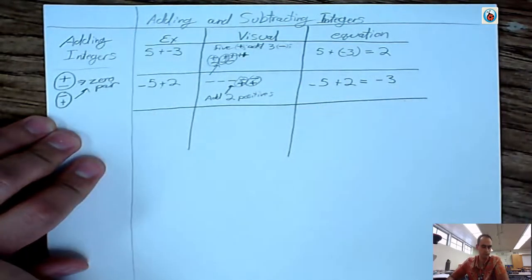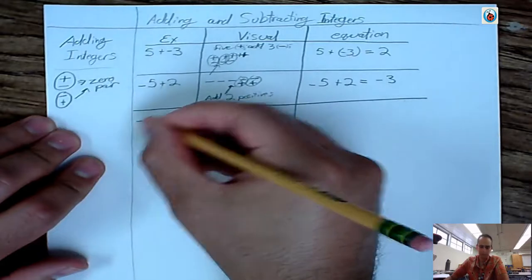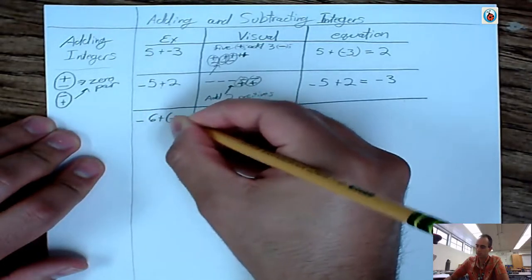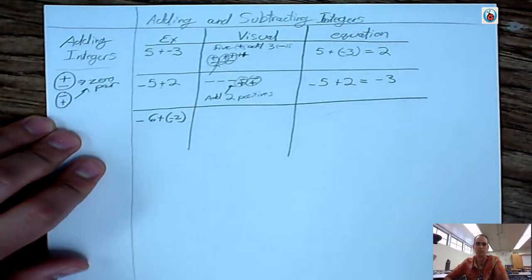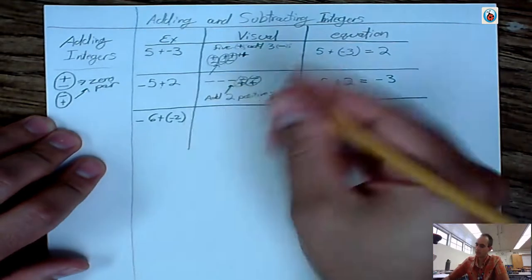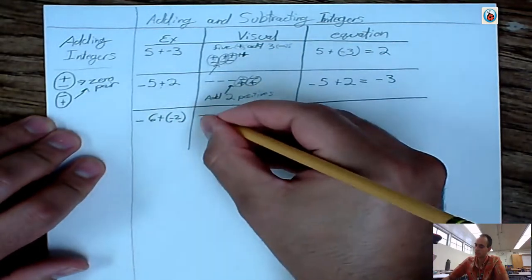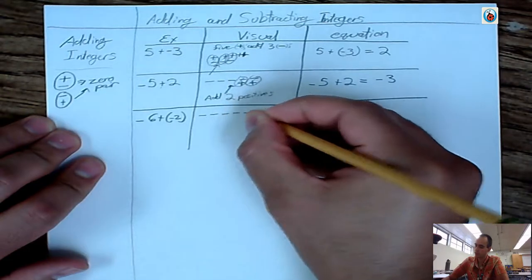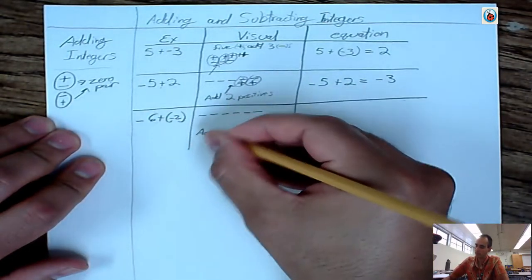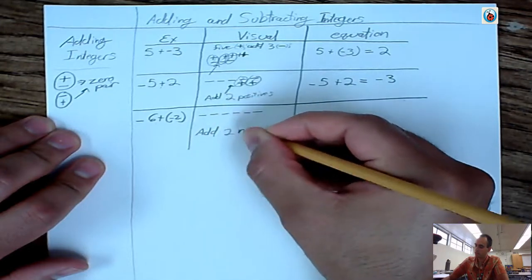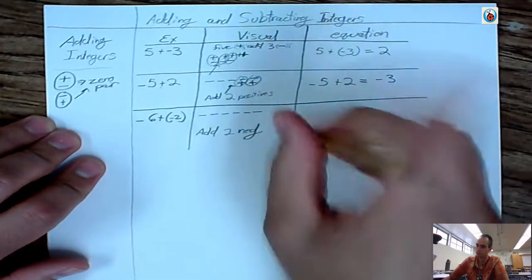Let's do the next one. Negative 6 plus negative 2. If you need to pause the video at any time, feel free to go ahead and do that. I'm going fast so that way the video is relatively short. 6 negatives. 1, 2, 3, 4, 5, 6. I'm adding in 2 negatives.